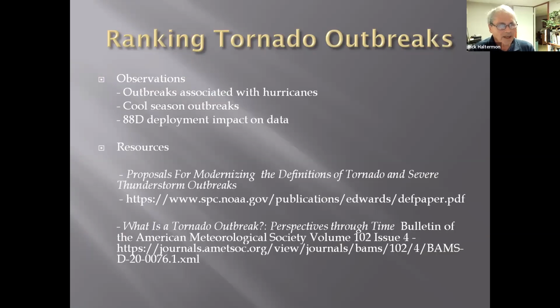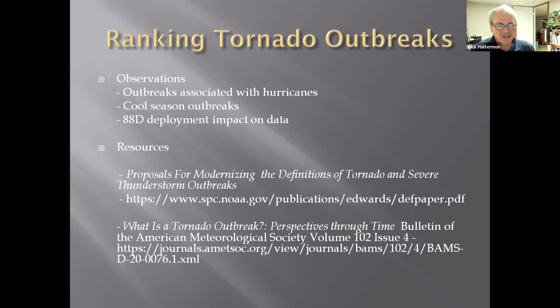What I learned a little bit about was outbreaks associated with hurricanes. Two of the top 10 were associated with hurricane landfall. Number 1 was Rita, and then number 3 was Ivan. Also, cool season outbreaks seem to predominate in the data. I think both those things make some sense, since I'm using such a geographic-based look at how dense they are.